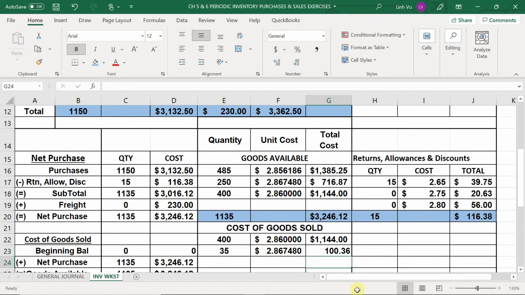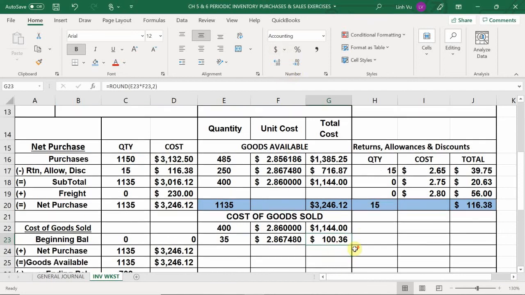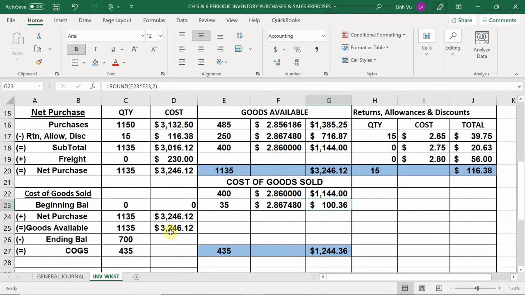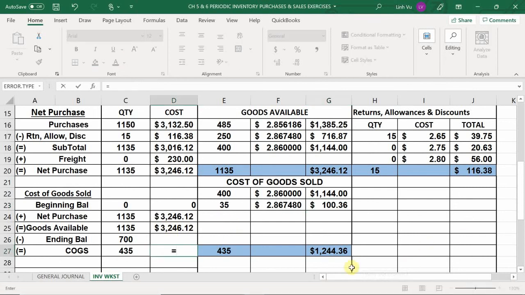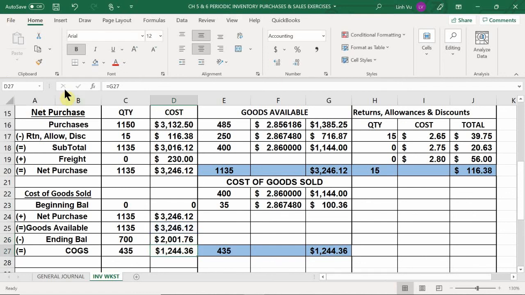Equal round, how much is my total cost here if I sold 35 items? 127 cents. $100 and I got 36 cents. Okay, it might be a rounding error right there. So therefore, for selling 435 units, I got a grand total of $1,044.36. So therefore, how much is my ending inventory? $2,001.76. So now that we finished this, we need to do our conversion entry.